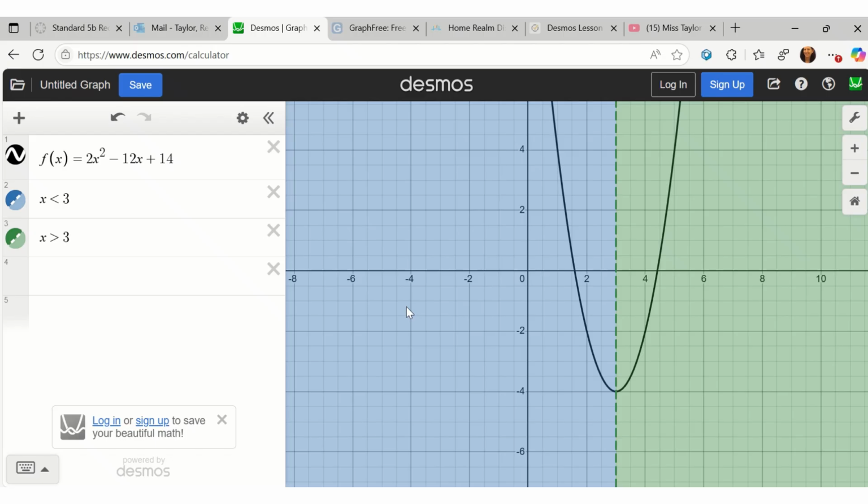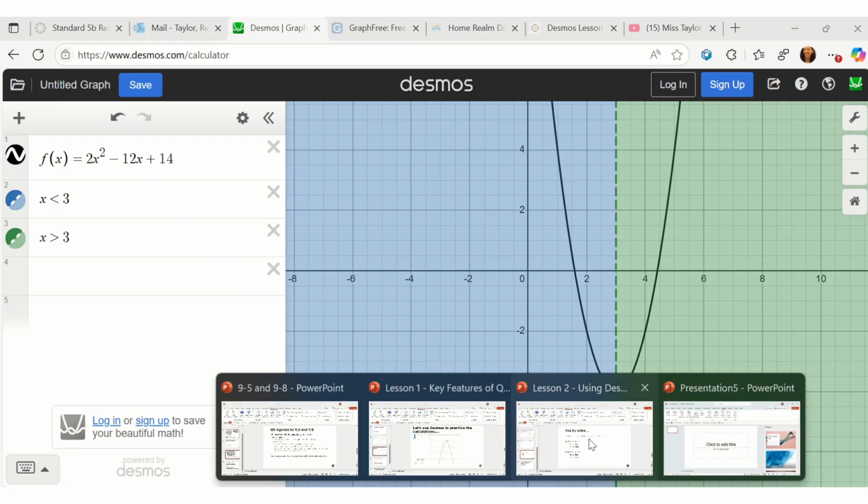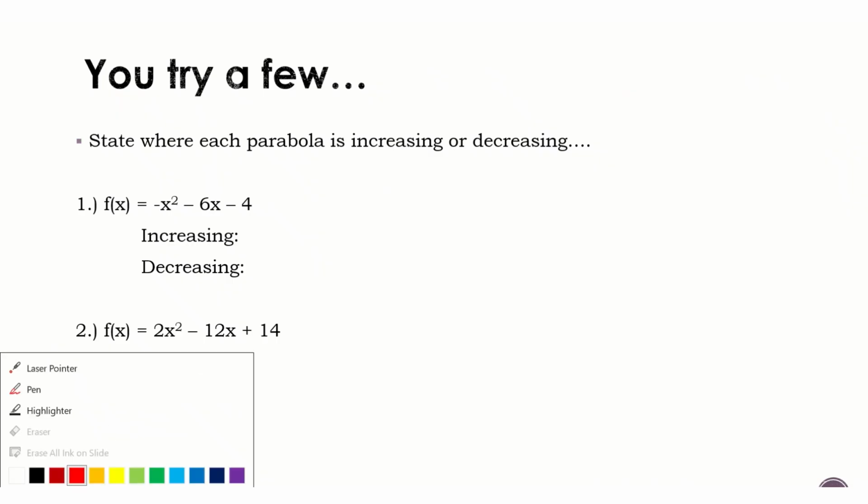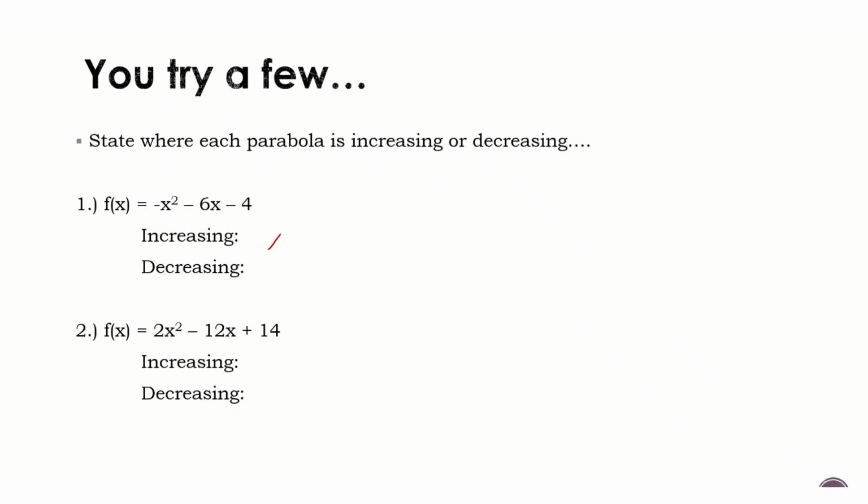Okay, and what am I looking at? That was x is less than 3 and x is greater than 3. X is less than 3 is decreasing and x is greater than 3 is increasing. So how would you write that for your answer? If you were asked to actually write it out, you would say on this one, x is less than -1, and this x is greater than -1. For this one, x is greater than 3 and x is less than 3. And that is your full credit for your inequality notation for writing increasing and decreasing.